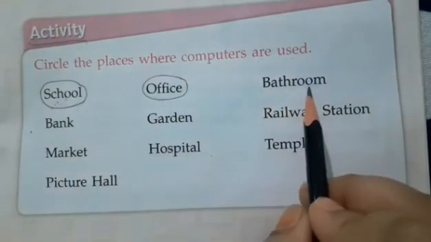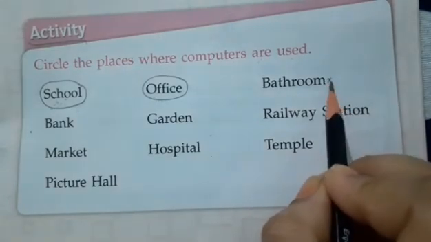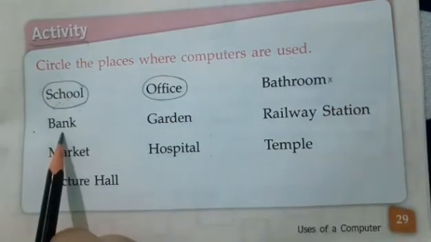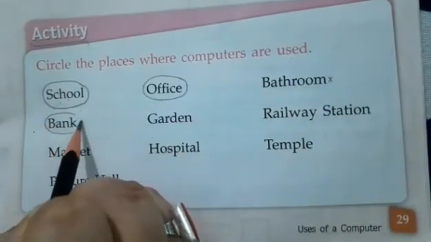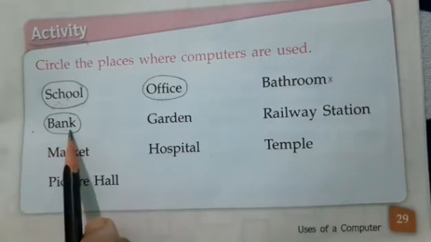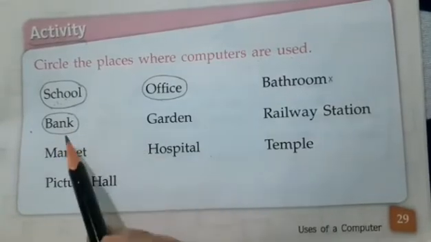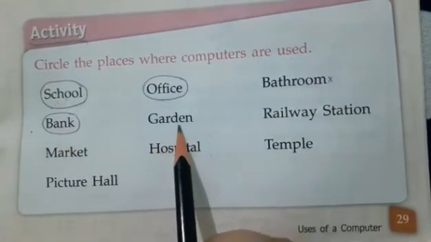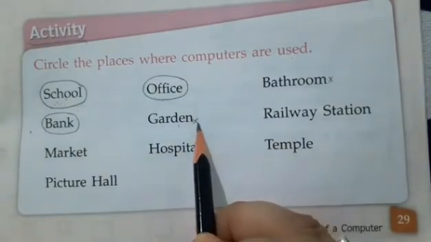Okay, here bathroom. No, a computer cannot be used in a bathroom. Okay. Now next is bank. Yes, computers are used in banks also. Computer can be used in bank to store information about the people who are depositing or withdrawing money. Okay. Now next is garden. No, a computer cannot be used in a garden.